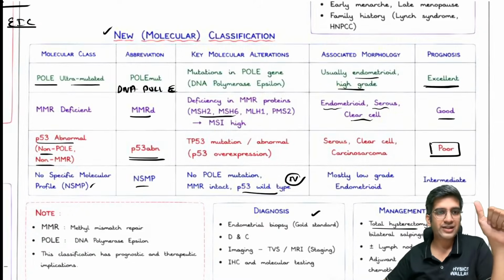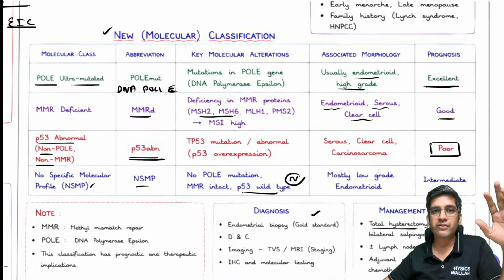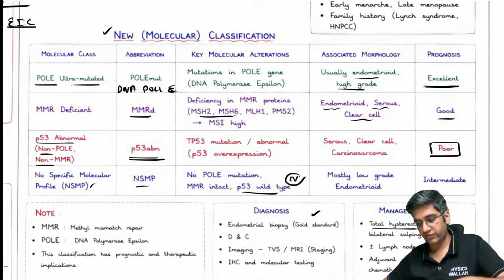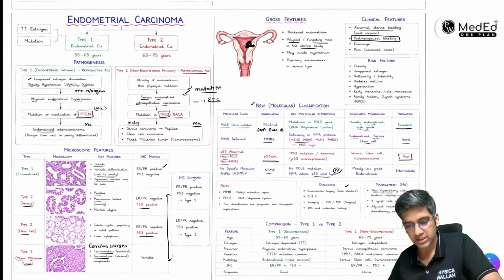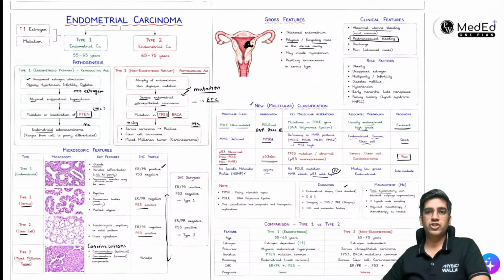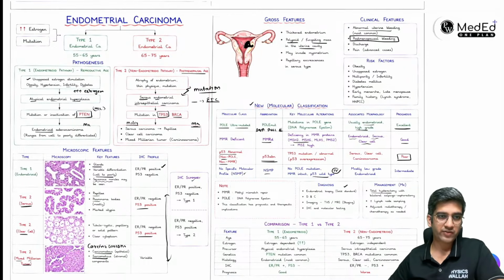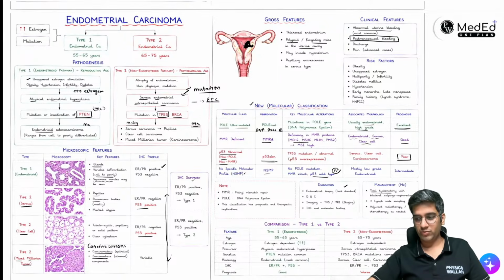POLE hypermutated, MMR deficient, P53 mutated, and no specific subtype. If you remember this, that should be decent enough for you to write at least a 2-mark question or to answer in a viva if it comes there, fine? Okay, I'm zooming out. That's about your endometrial cancers, type 1, type 2, pathogenesis, etiology, gross clinical feature, microscopy, and also the new classification, fine? Done? Yes, perfect. Now let's have a quick look at ovarian tumors.